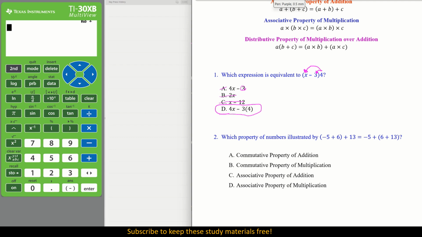Okay, number 2. Which property of numbers is illustrated by, hang on, let me type that in. Bear with me here. Is illustrated by parentheses, -5 plus 6, plus 13 equals -5 plus, in parentheses, 6 plus 13.